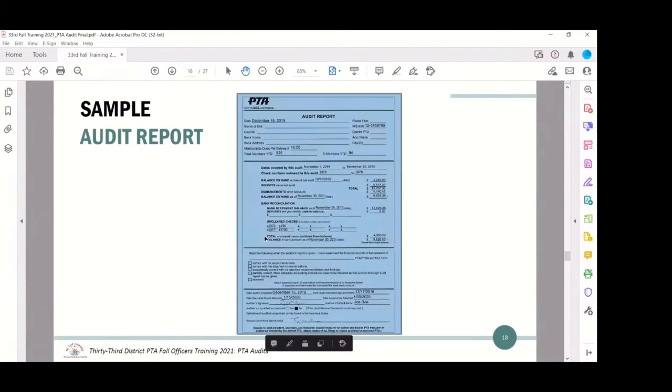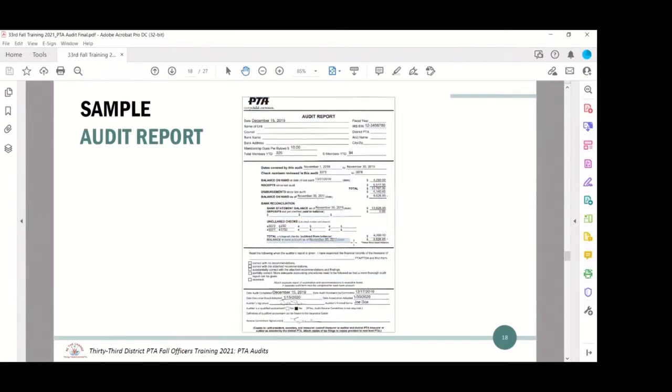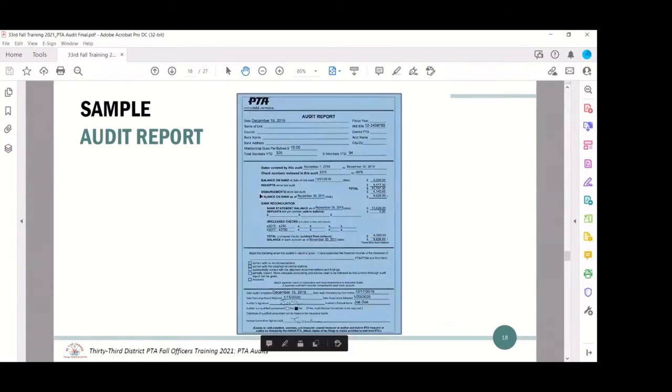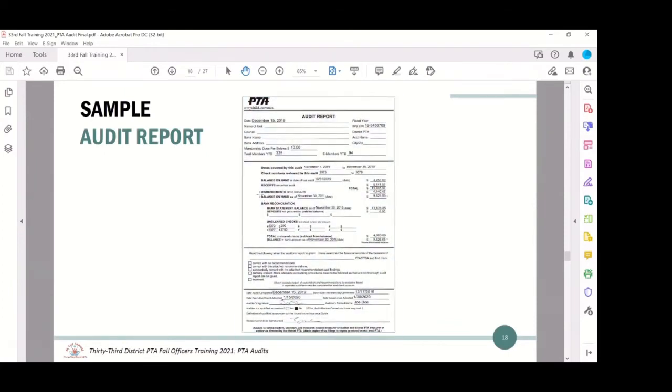And when you subtract your bank statement balance minus your uncleared items, your balance should match your treasury report balance on hand in the section above. If you notice the asterisks, both of those need to match when this audit is complete.